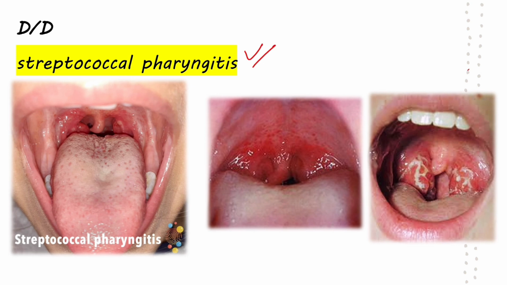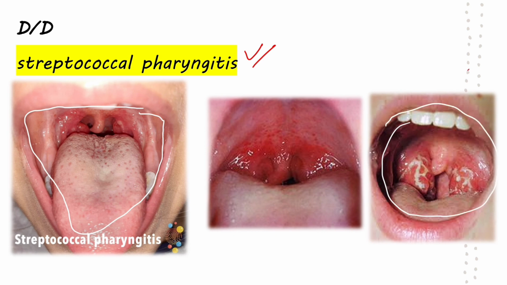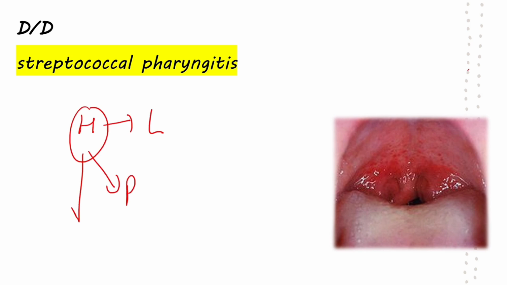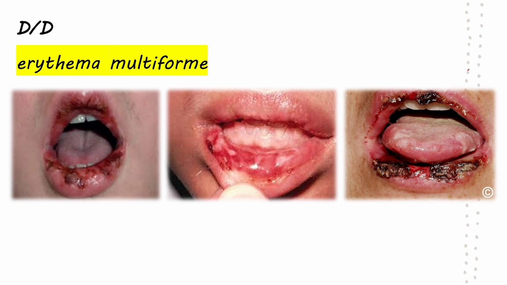So how will we differentiate a streptococcal pharyngitis? Clinically, streptococcal pharyngitis does not involve the lips or perioral tissues, and vesicles do not proceed to ulcers in streptococcal pharyngitis. But in case of herpes, they do involve the lips, they do involve the perioral structures, and vesicles do proceed to ulcers.